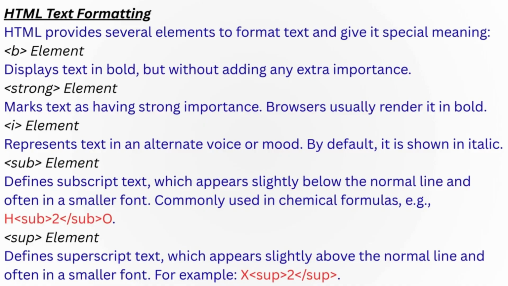HTML provides several elements to format text. The B element is used to make the text bold. The strong element is used to make the text have strong importance. The I element is used to make the text italic.